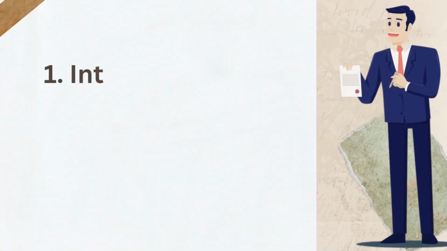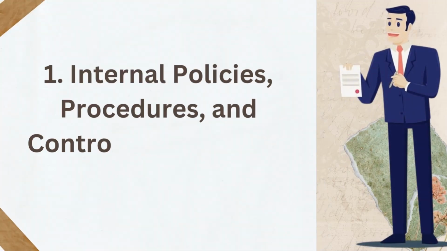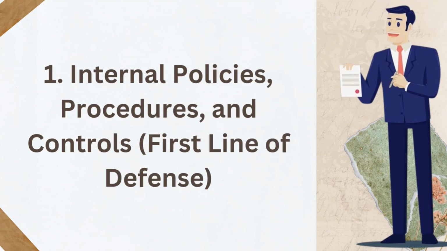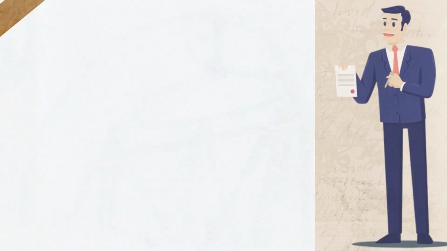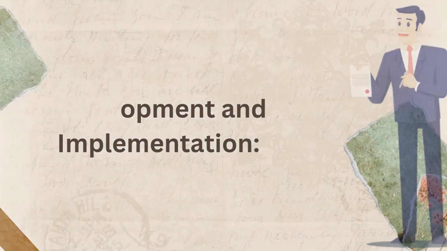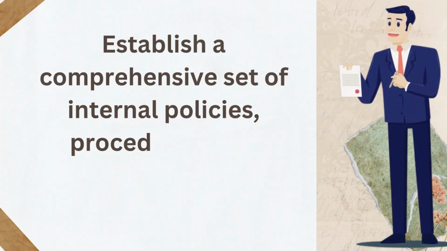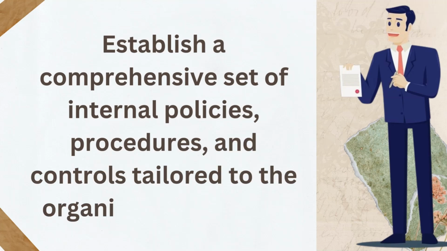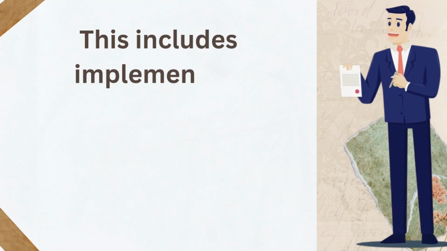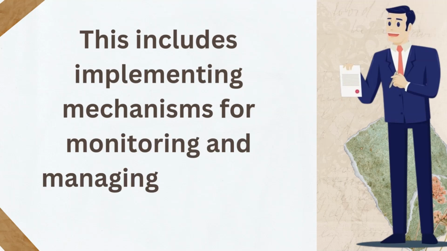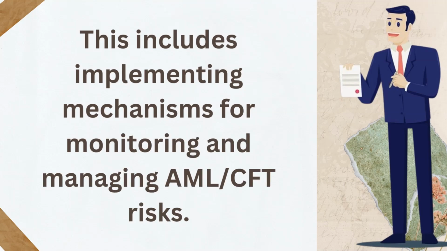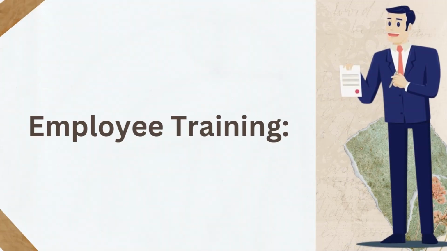1. Internal policies, procedures, and controls, first line of defense. Development and implementation. Establish a comprehensive set of internal policies, procedures, and controls tailored to the organization's needs. This includes implementing mechanisms for monitoring and managing AML/CFT risks.